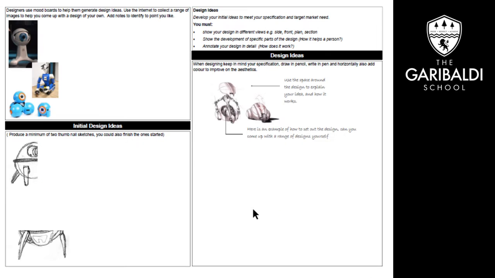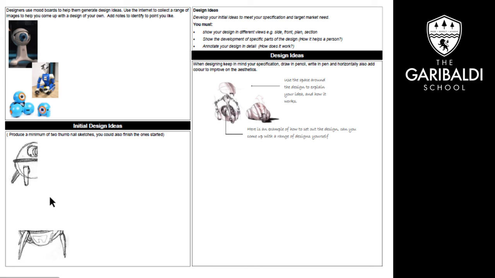So we've got a page that's set up a little bit here. Now to support your ideas, what I'm going to suggest that you do perhaps is have a look on the internet, gather a range of images on robots and collect them in this box here. This will be very useful in creating a mood board to help support some of your ideas. At this point, we'll then move on to the design ideas section.